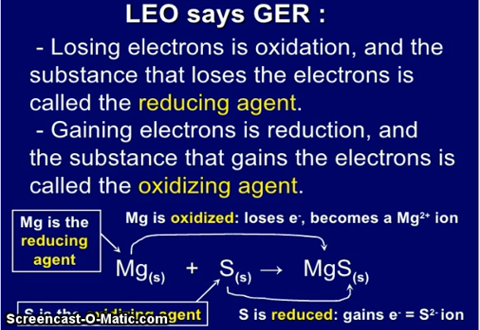losing electrons is oxidation, and the substance that loses electrons is called the reducing agent. Gaining electrons is reduction, and the substance that gains electrons is called the oxidizing agent. Here magnesium loses 2 electrons and is converted into Mg2+, so magnesium is the reducing agent and is oxidized. Now sulfur is the oxidizing agent; S is reduced, gains electrons and forms the S2- ion.